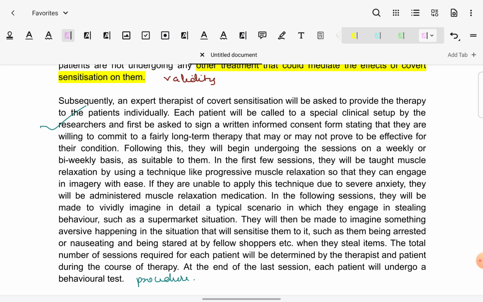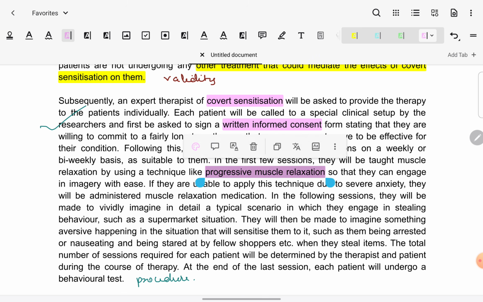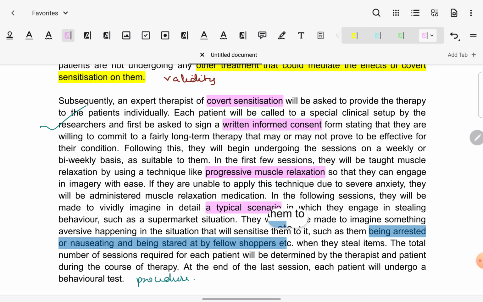What I have mentioned in this procedure is that covert sensitization will be provided by first calling patients individually for one-to-one therapy. They will have to provide informed consent. Then they will start undergoing the sessions. In the initial sessions, they will practice muscle relaxation. Then after that, they will start imagining those scenarios in which they usually tend to steal. And then they will imagine something which is aversive, like being arrested or feeling nausea. So you can see it's directly coming from the Glover study. Step by step, I have given those things.